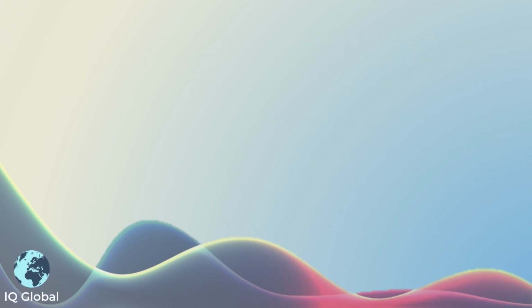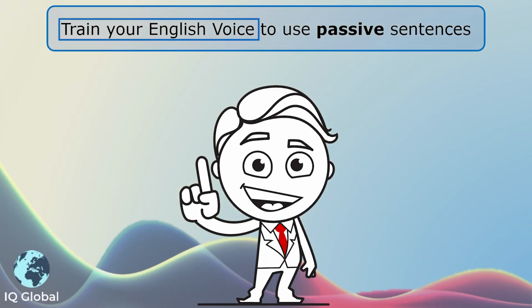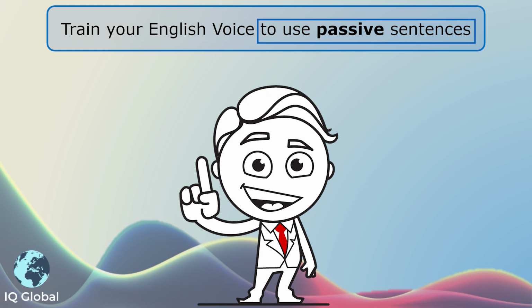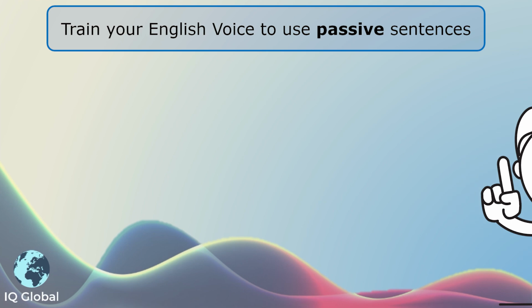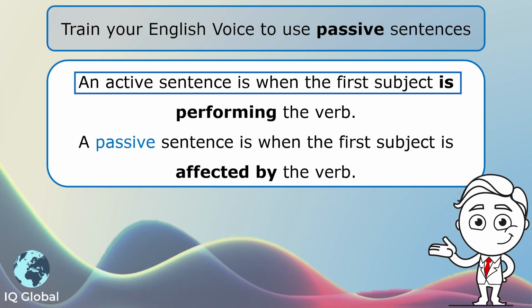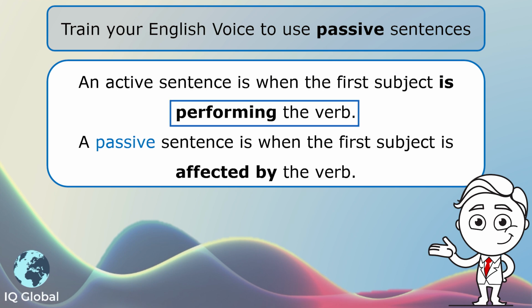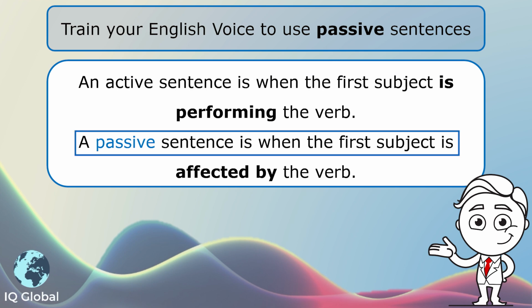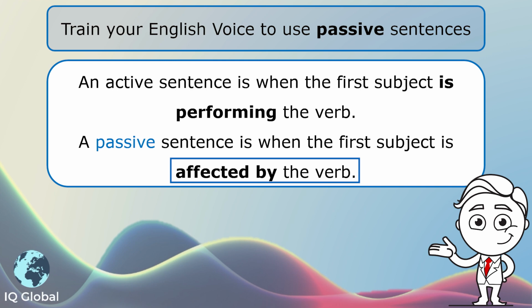Hello, today we are going to train your English voice to use passive sentences. An active sentence is when the first subject is performing the verb. A passive sentence is when the first subject is affected by the verb.